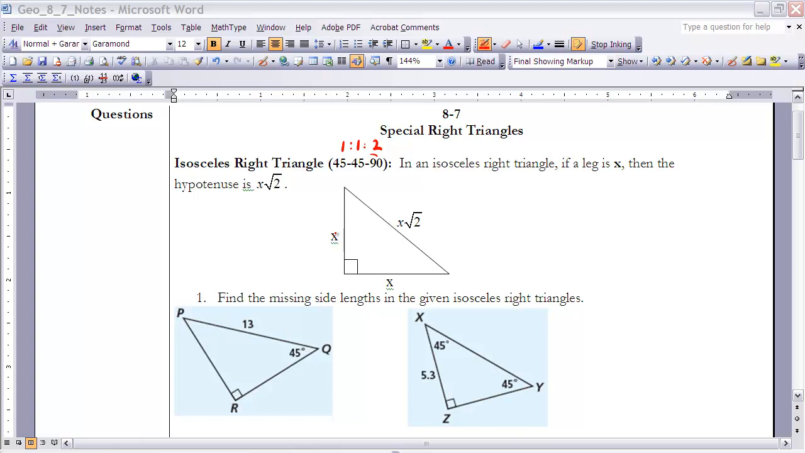So I know that no matter what the value of the leg length is, if we're going to call it x, well, it's isosceles, so I know both of them have to be x. If that's the case, then the hypotenuse will always be whatever that number is times the square root of 2. So if this number is 3, this right here would be 3 square root of 2. If this is 5, it's 5 square root of 2, etc.